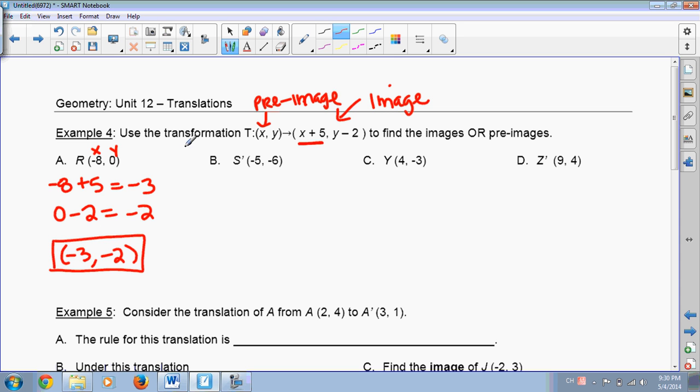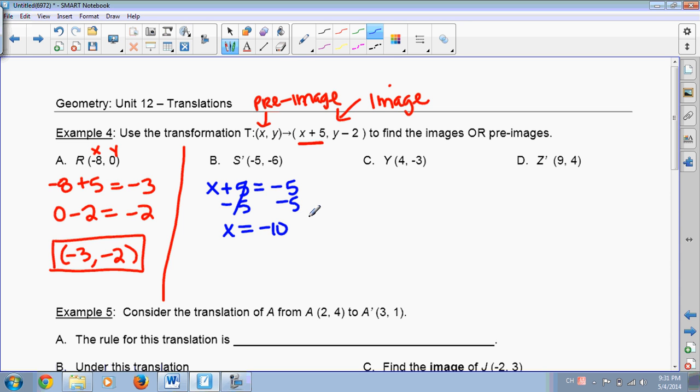But if you look at B, we already have the new image. We have the image because S prime means it's already been moved. So we have to find the original. So we can't plug -5 in for x, because this is where it would be if we had already moved it. So what we have to do is take our transformation and make it equal to where we know it will end up. We know it's going to end up at -5. So you have to figure out what x needs to be for it to end up at -5. Well, we would solve for x.